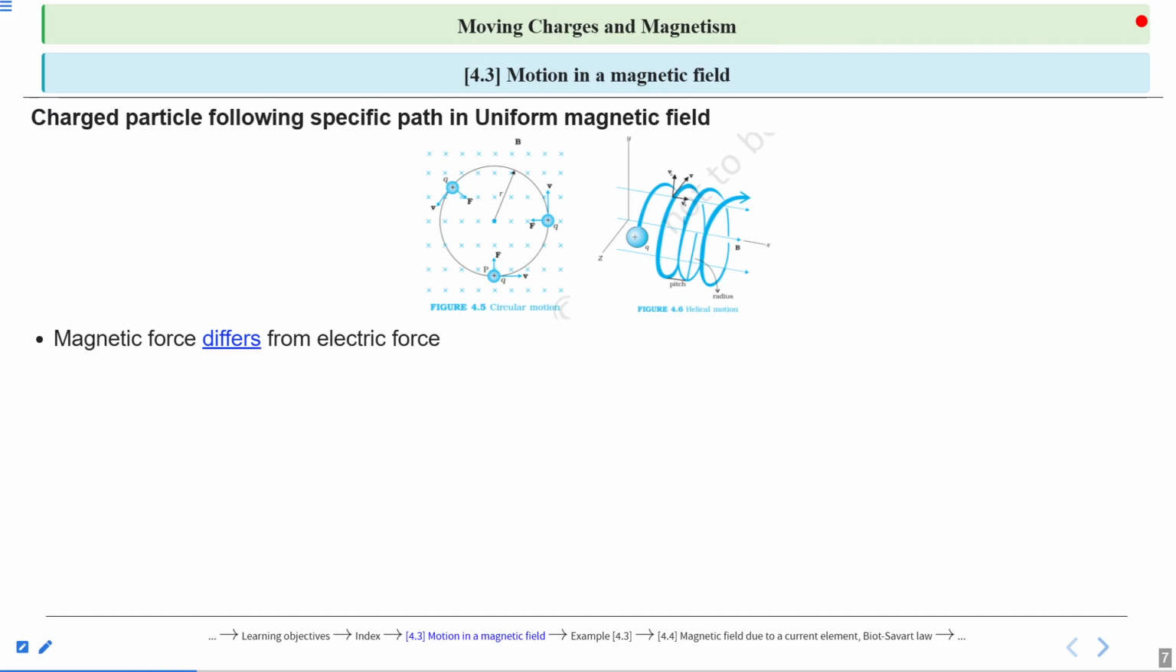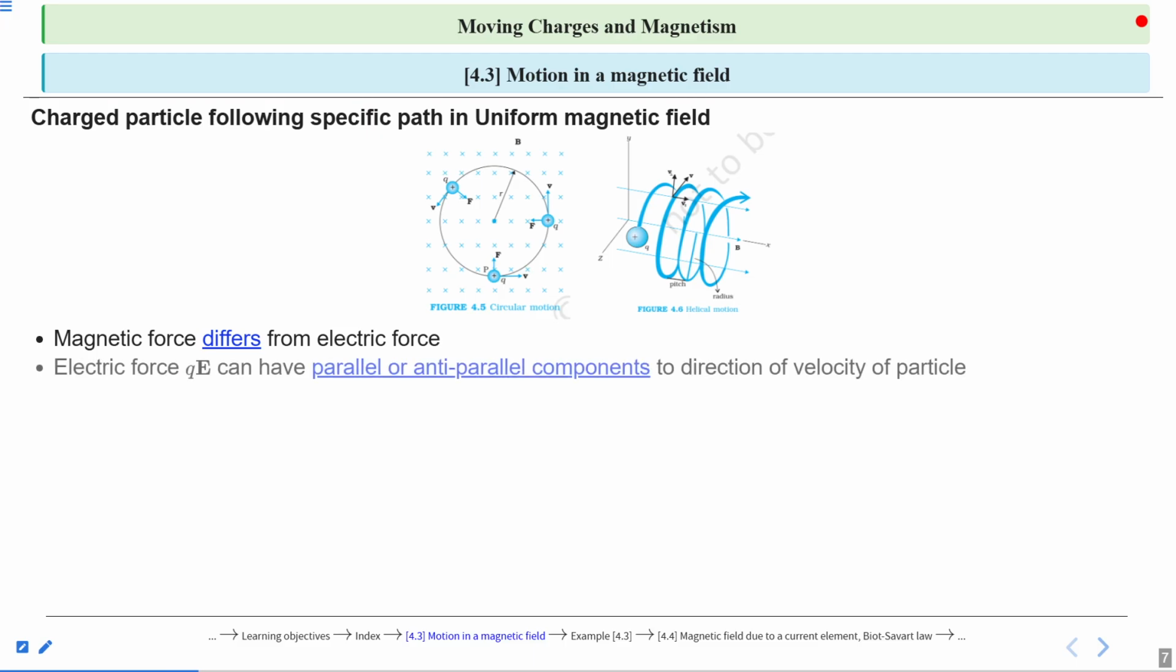So magnetic force differs from electric force. How? Electric force qE can have parallel or anti-parallel components to the direction of velocity of the particle. Because in an electric field, a positive charge will move in the direction of the electric field, and a negative charge will move opposite to the electric field. So the force is acting parallel or anti-parallel. So electric force qE can have parallel or anti-parallel components along the velocity of the particle.